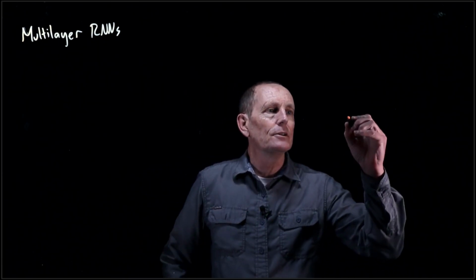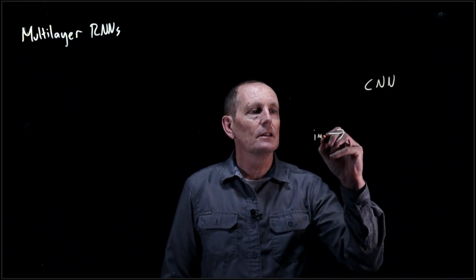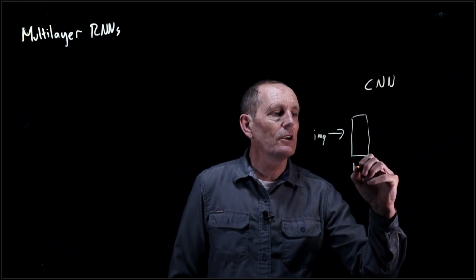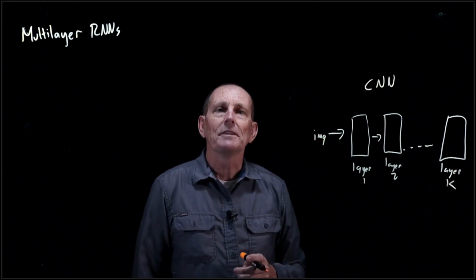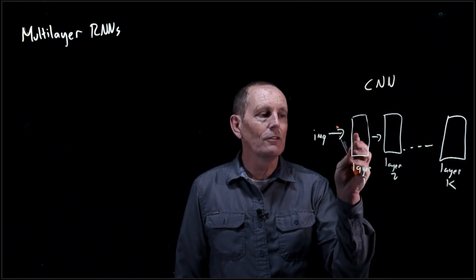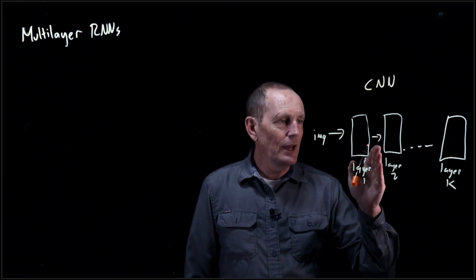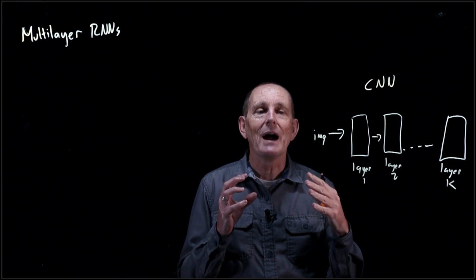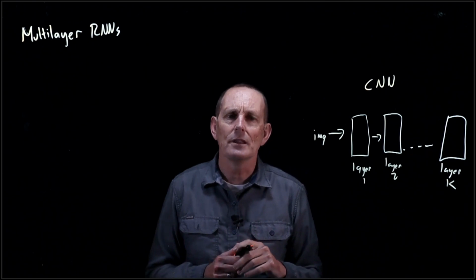Let's talk now about multilayer RNNs. When we look at, let's say, a CNN, we've got our image coming in, and then we've got various layers of our network. We've talked about the fact that normally we'll get low-level features at the earlier layers of the network, and as we go into later layers, that'll build up higher and higher features and more abstraction. It'd be nice to have something like that with an RNN.